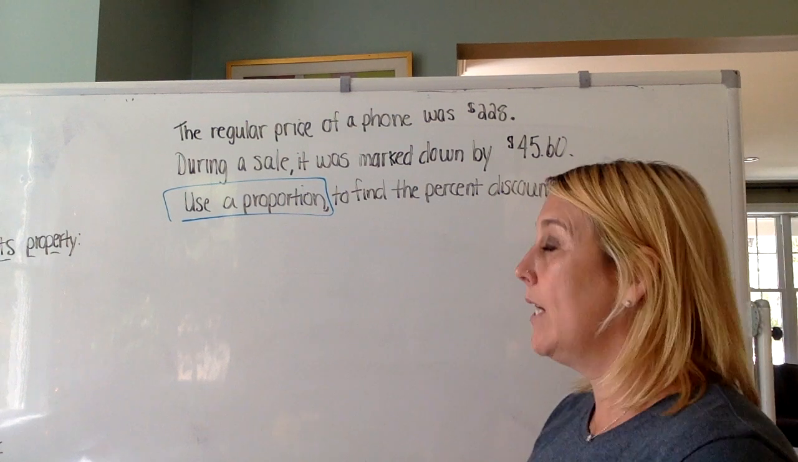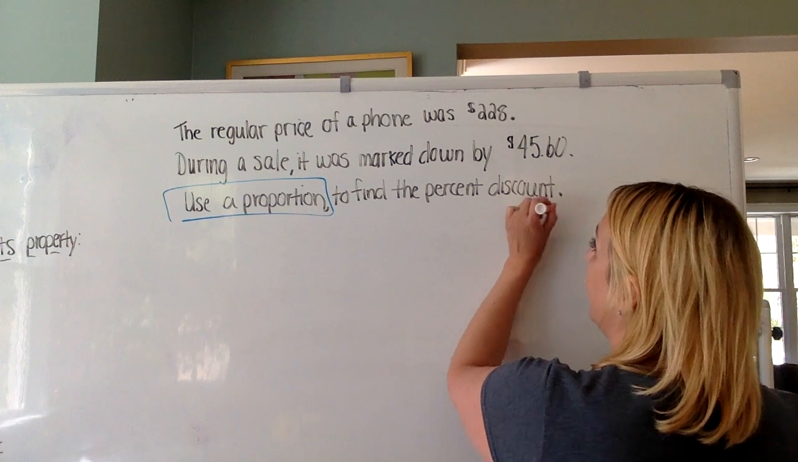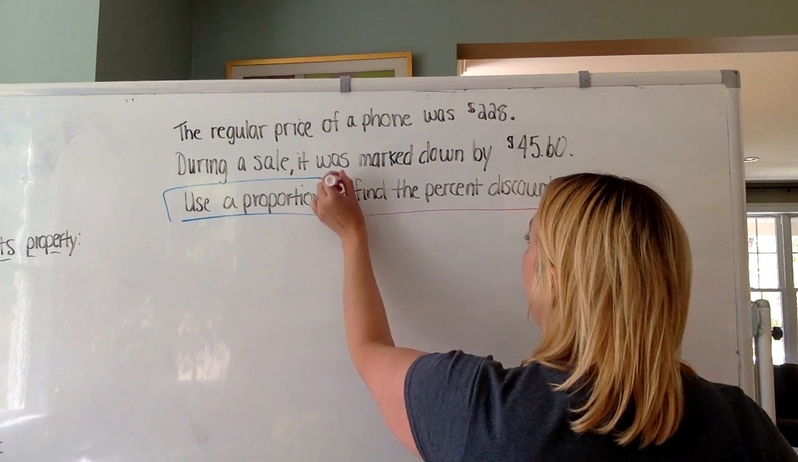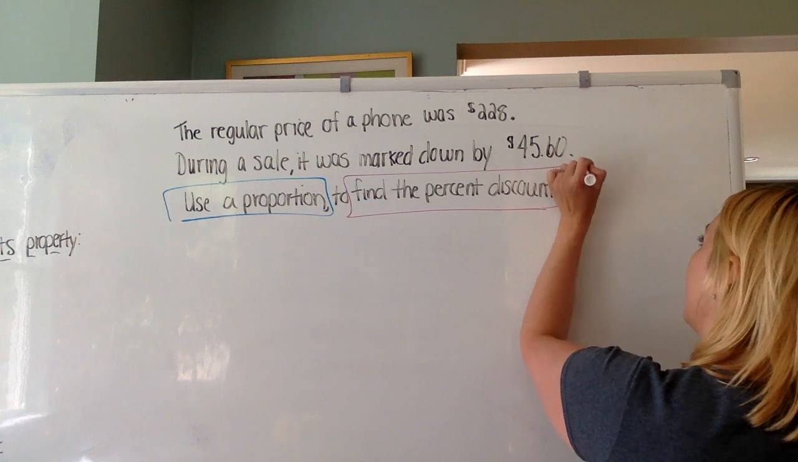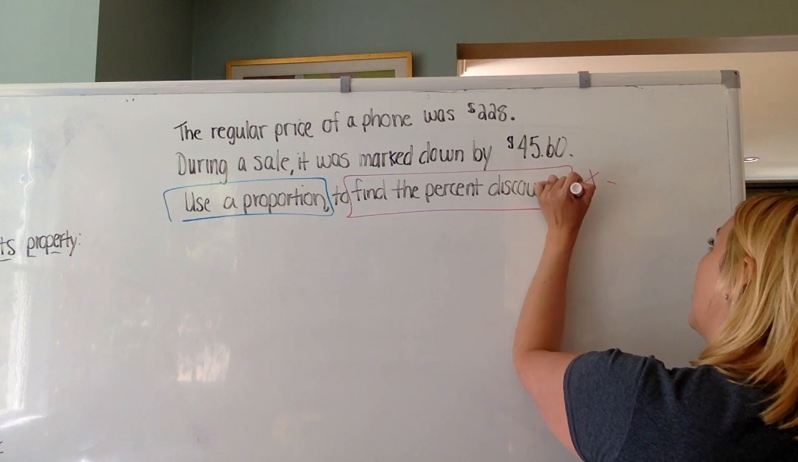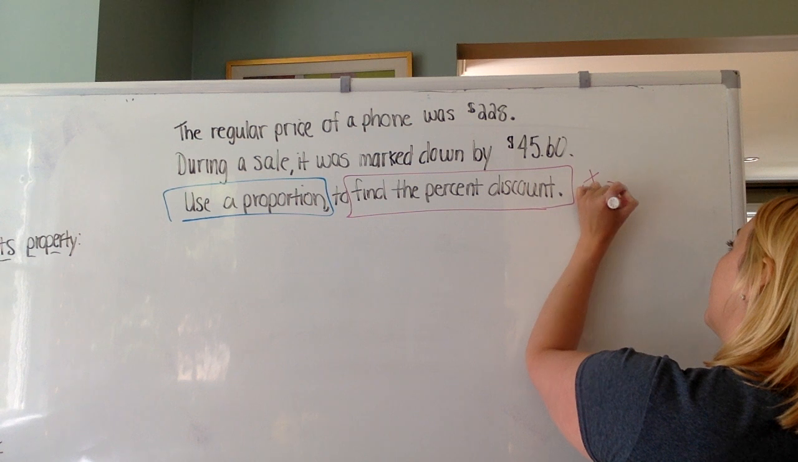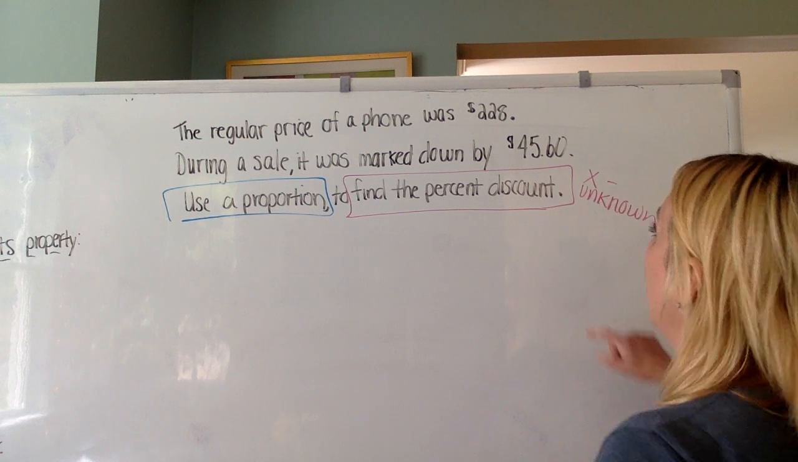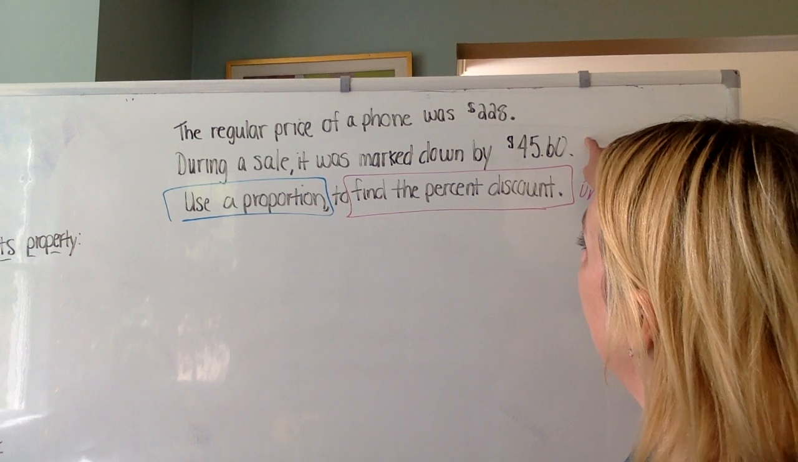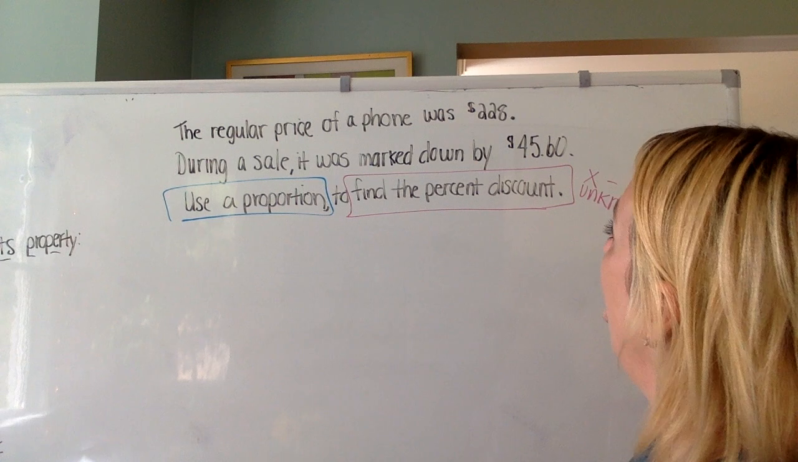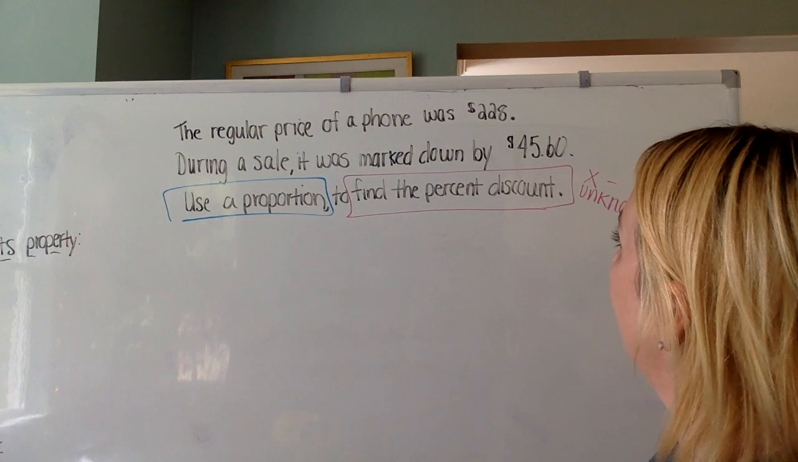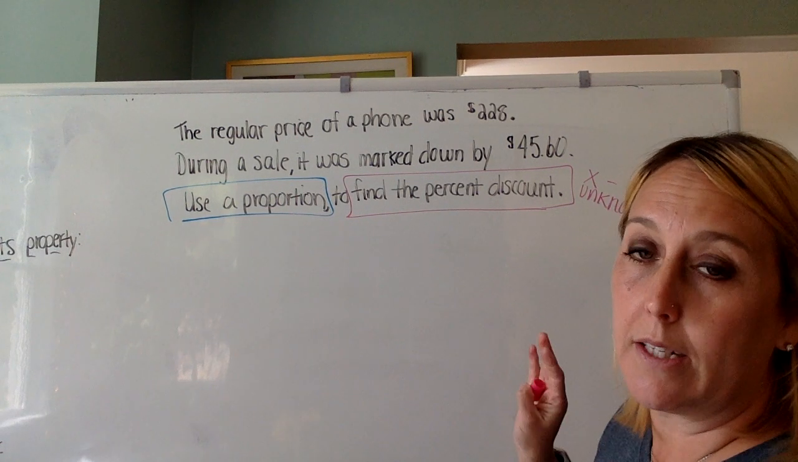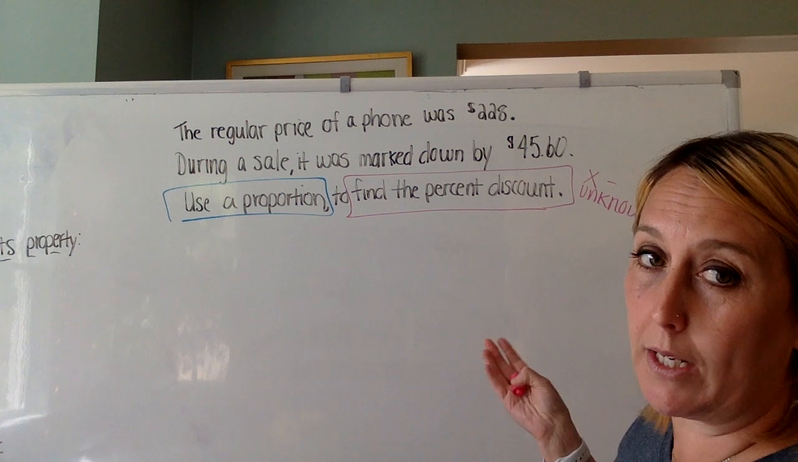to set this up. So what we don't know is the percent discount, right? So this is like our X. This is our unknown. This is what we're searching for, right? We want to know what percentage this discount is if it was marked down by $45.60. What percent discount is happening here?